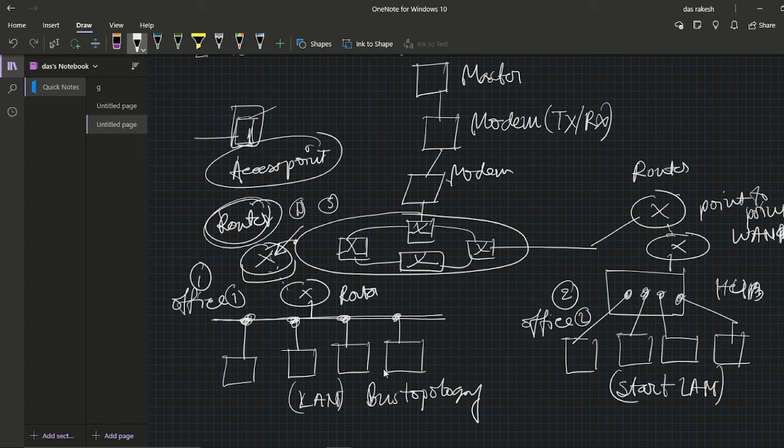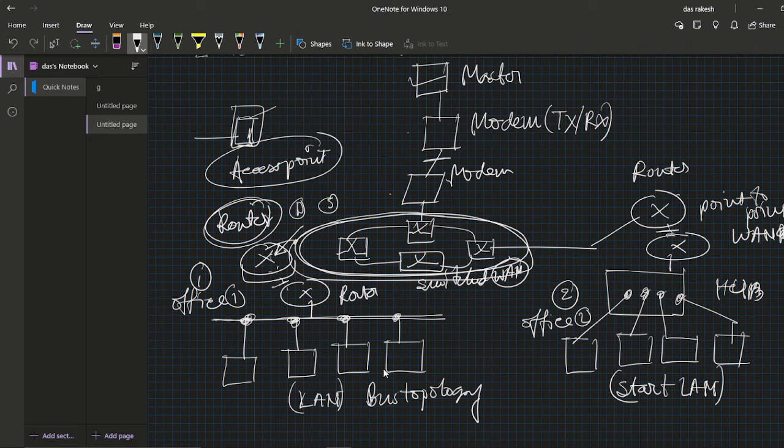So this is a master computer, this is a modem connected, and this is a point to point connection. This line is known as point to point. This is also known as point to point WAN, and this is known as switched WAN. Why is it known as switched WAN? Because WAN is a very large network. From this WAN, several types of networks are connected. The coverage area of the WAN is very large with respect to the LAN and MAN also.